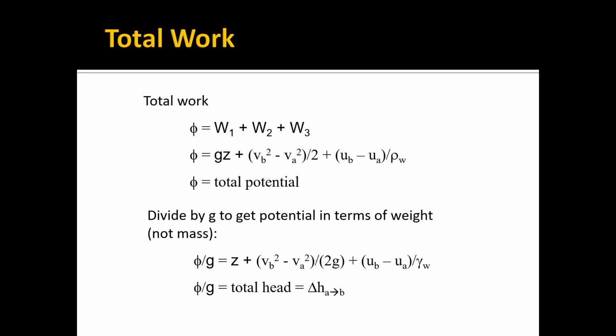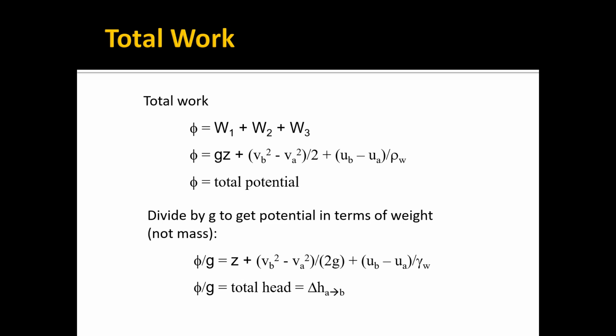All right, so now we're going to take each of these three components that we just derived and add them together. Work number one, the work done in lifting the mass, is gZ. Work number two, the work done in changing the kinetic energy, is VB squared minus VA squared over 2. And then the work done in compressing the fluid, or expanding the fluid if you will, is UB minus UA over the density of water. And that is called the total potential.